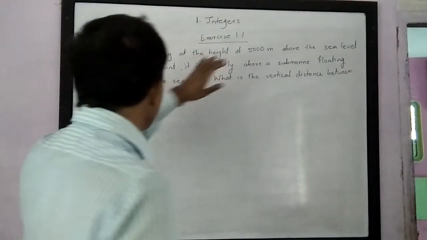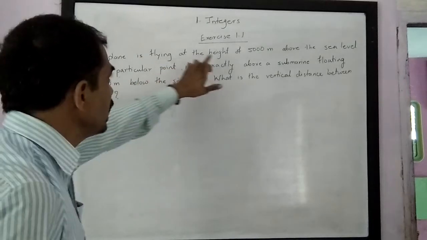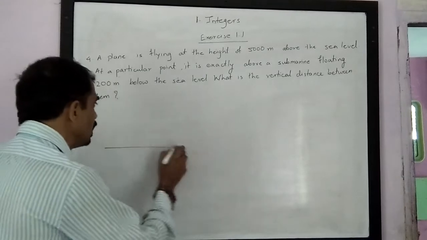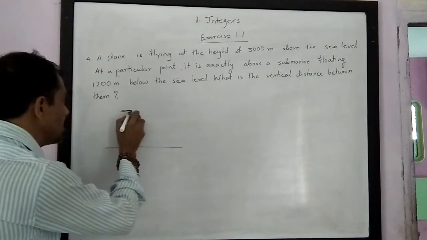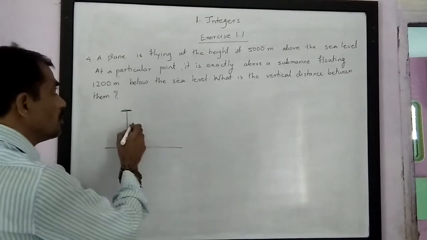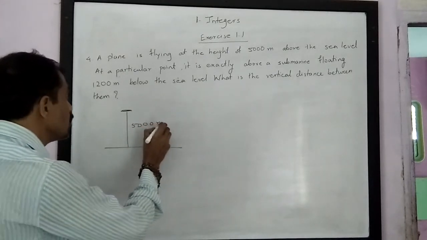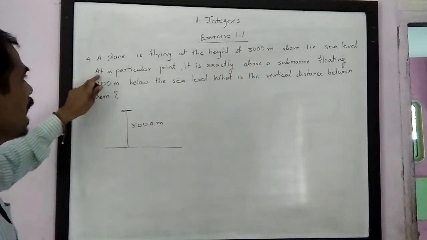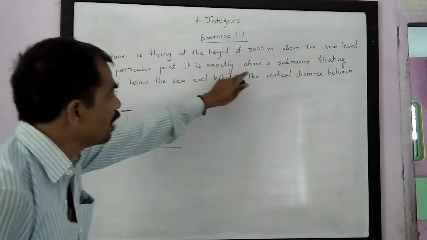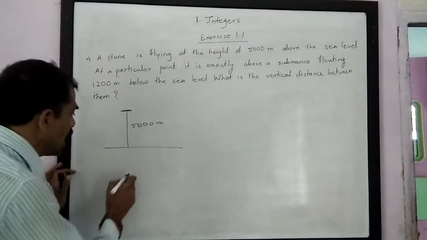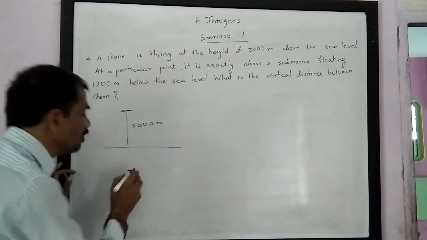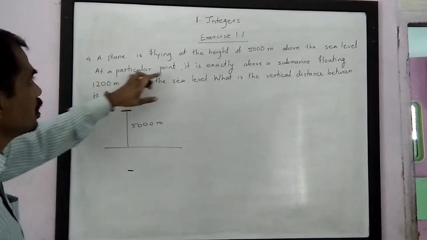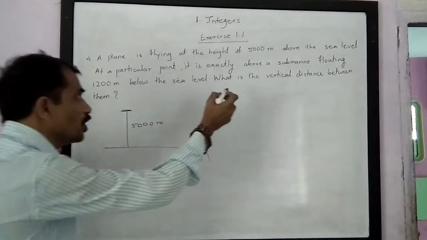In exercise 1.1, fourth question is, a plane is flying at a height of 5000 meters above the sea level. So if this is the sea level, if the plane is here, then this height is 5000 meters. At a particular point, it is exactly above the submarine, which is under the water. The plane was exactly above the submarine.